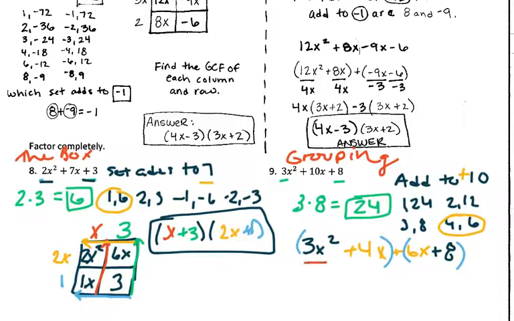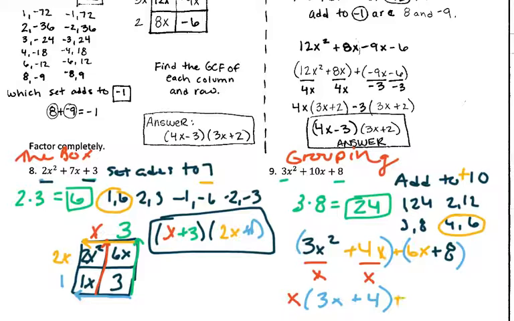So looking at this first piece, we have a 3x squared and a 4x. 3 and 4 don't have any alike pieces except the number 1, and then the lowest power is going to be just an x to the power of 1. So an x will come out front, and we'll be left with 3x from the first term, and then a 4 from the second term.